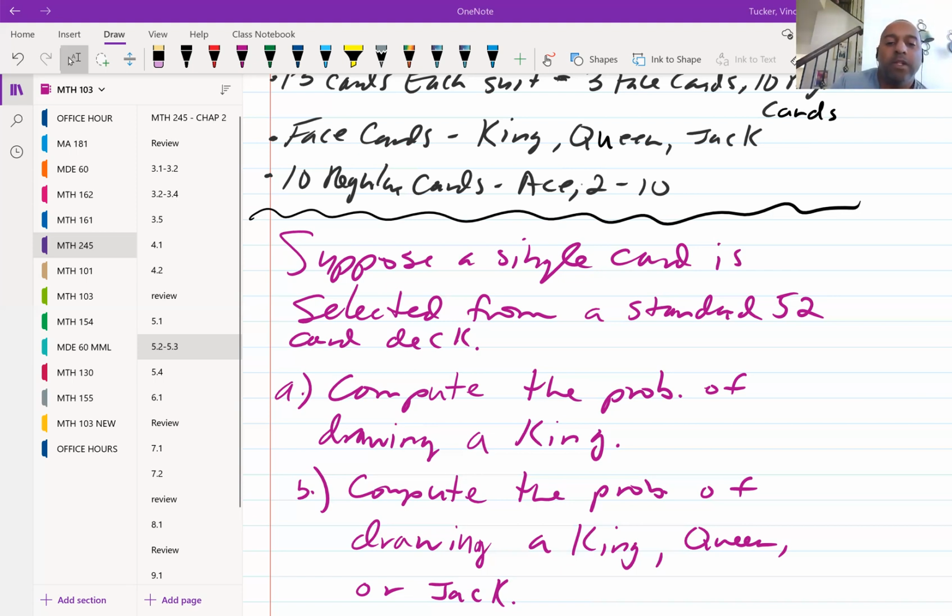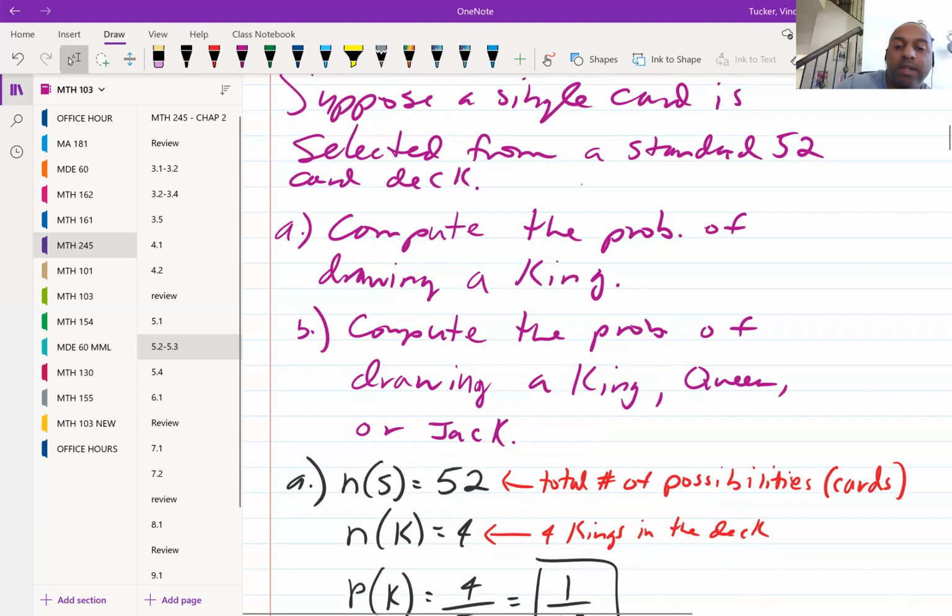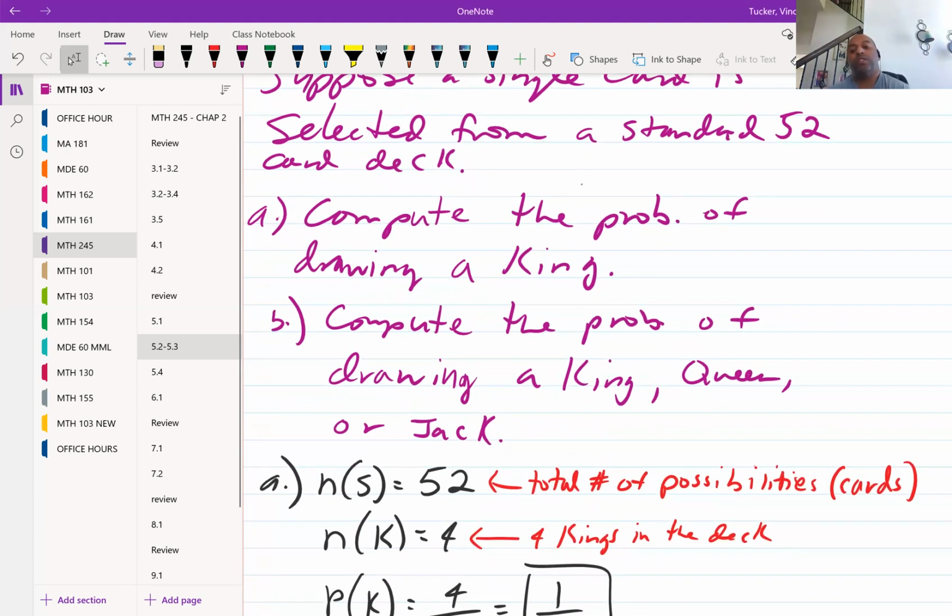All right. So just like before, when we talked about trying to find your probability, you want to establish the number of your sample space first. So first thing I did here for A, total number of possibilities or total number of cards, 52. Remember, we have a 52 card deck.